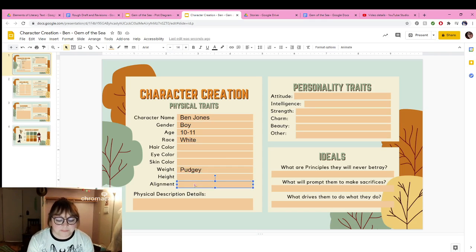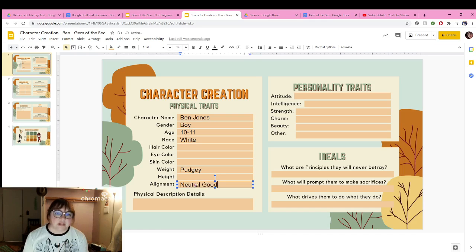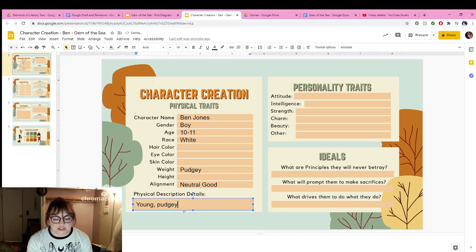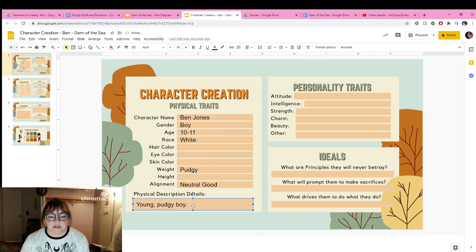Alignment, I really do want to say his alignment. He is neutral good. He's not going to go save somebody and protect the world, and he's not going to break all the rules to make sure everybody is good. But if he is there, here and now, and something's happening, he's going to try and make the best decision. Physical description: young, pudgy boy. Is that how I spell pudgy? Is it just a Y? Young pudgy boy.